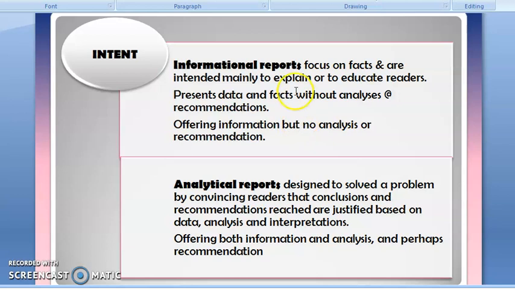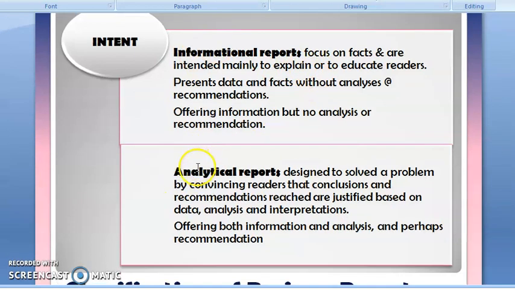Kalau informational reports biasanya akan fokus on the facts and are intended mainly to explain or to educate readers, presents data and facts without analysis and recommendation, offering information but not analysis or recommendation. So setakat ni yang kita tahu data COVID-19 based on informational report saja.